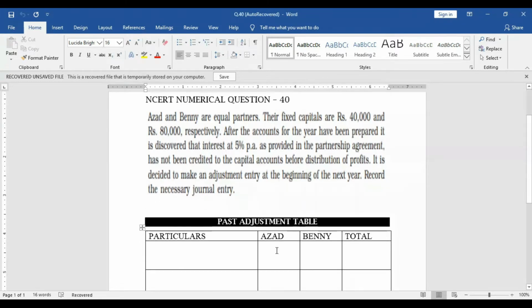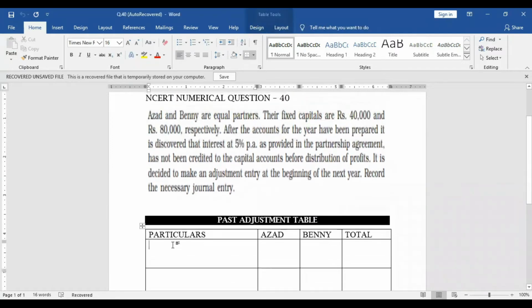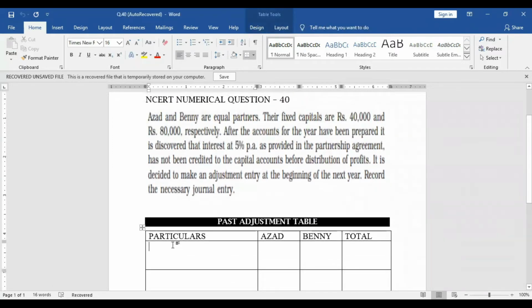So the first step is we have to prepare the past adjustment table. Since interest on capital omitted in the partner capital account, there is a short credit. Therefore, we have to credit interest on capital with respect to the respective interest amount. So first, interest on capital for both the partners has to be credited into their capital account. So it's a credit amount.